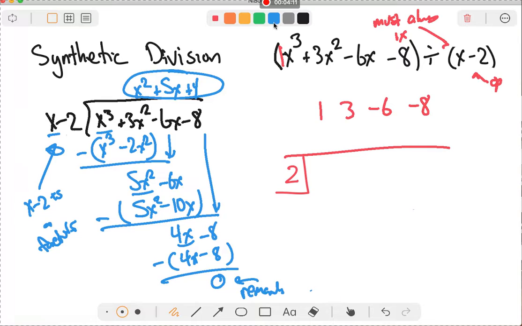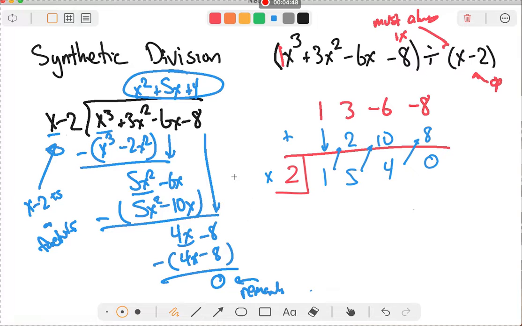Okay, so what I'm going to do is first pull down the first number. Now this 2, this number down here, I'm going to multiply by this. So 2 times 1 is 2. I put it up there. When I come down, I add. Because when I'm coming down, I'm always adding here. Well, I'm subtracting, but subtracting a negative makes it add. So 3 plus 2 is 5. Times 2 is 10. 10 minus 6 is 4. Times 2 is 8. Negative 8 plus 8 is 0.